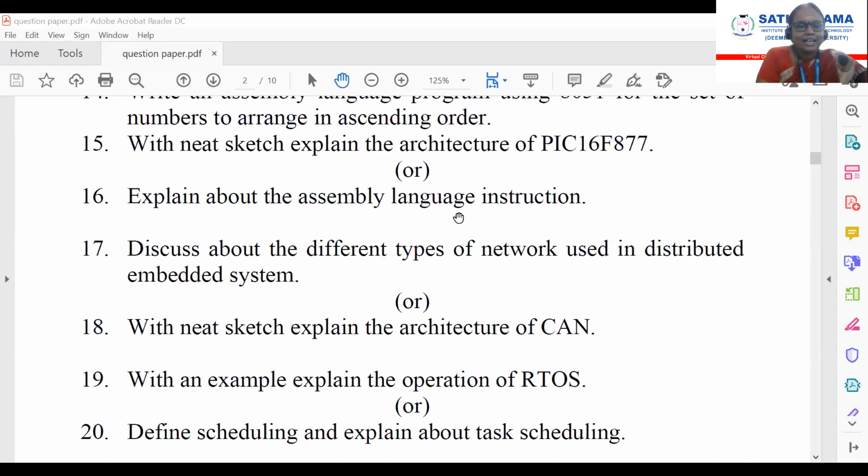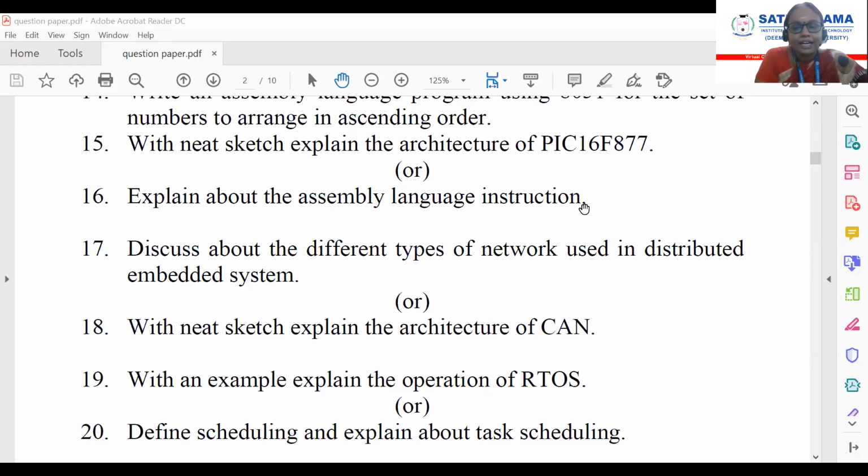First question, then the second question is assembly language instruction. Are you clear? In the third unit, the probable questions on PIC are three. One is architecture, another is instruction, and another is addressing modes. Only three probable questions, but we will see them one by one. Architecture of PIC and assembly language instruction.